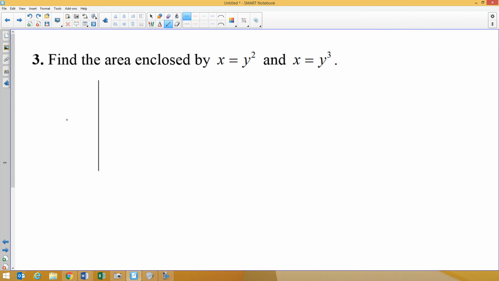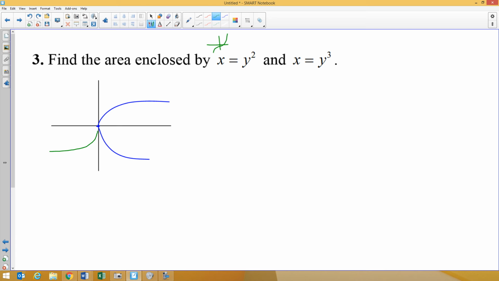I know y equals x squared is a parabola opening to the right. I'm sorry, x equals y squared is a parabola opening to the right. It's going to look something like this. And then y cubed is going to be a little bit trickier. Y cubed comes in and it looks like this. It's basically going to be your x cubed graphed, only it's the inverse. We're going to flip that and it's going to come around and look like this.